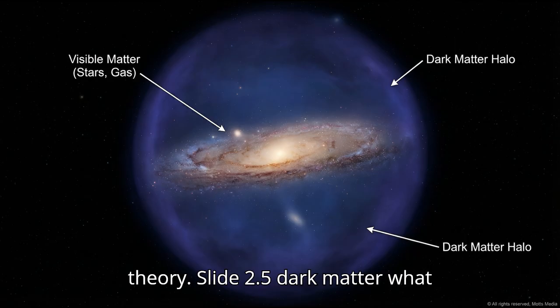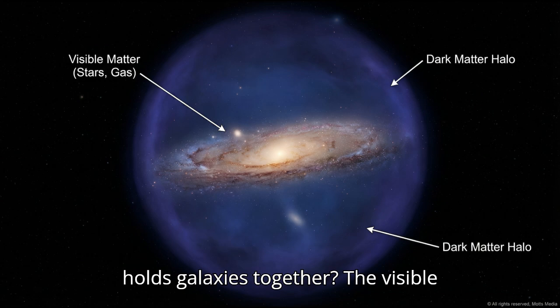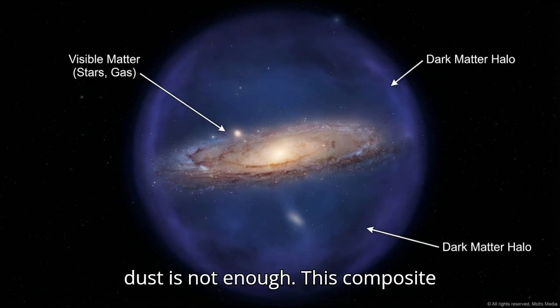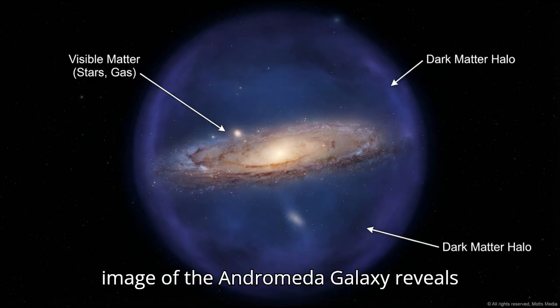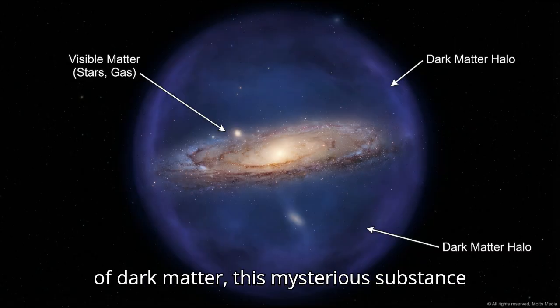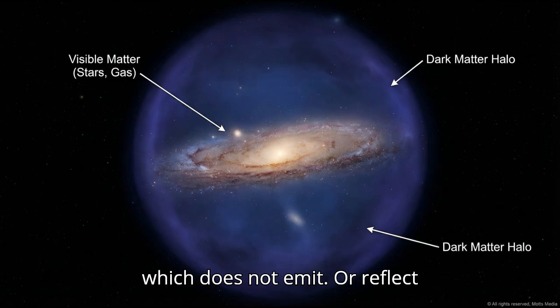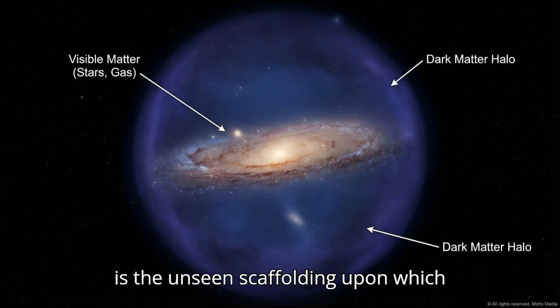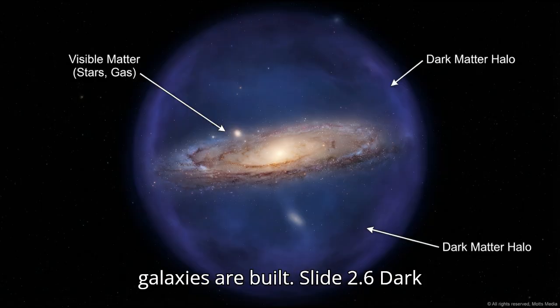Slide 2.5 Dark Matter. What holds galaxies together? The visible matter we see, stars, gas, and dust, is not enough. This composite image of the Andromeda Galaxy reveals the answer: a vast, invisible halo of dark matter. This mysterious substance, which does not emit or reflect light, makes up about 27% of the universe. Its gravitational influence is the unseen scaffolding upon which galaxies are built.